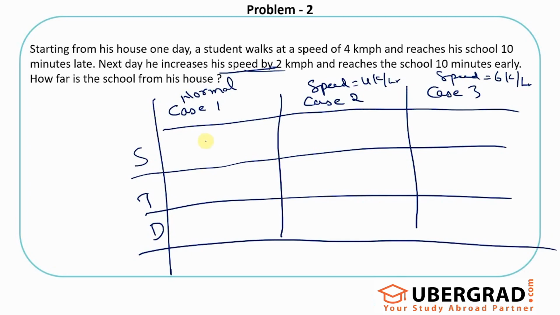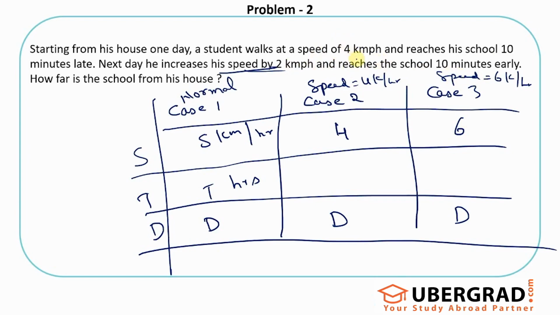So the normal way, let's assume the speed in the normal case would be s km per hour. T hours is what he will travel for, and the distance covered is d kilometers. He's anyway going from his house to school, so that should be the same d. The speed is given as 4 km per hour here and 6 km per hour, and then they have given a clue on the time.